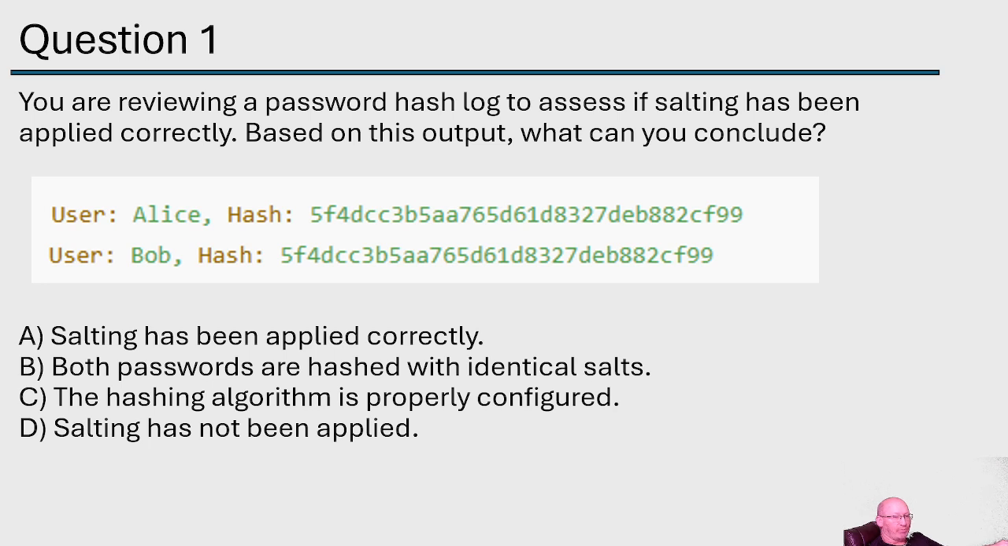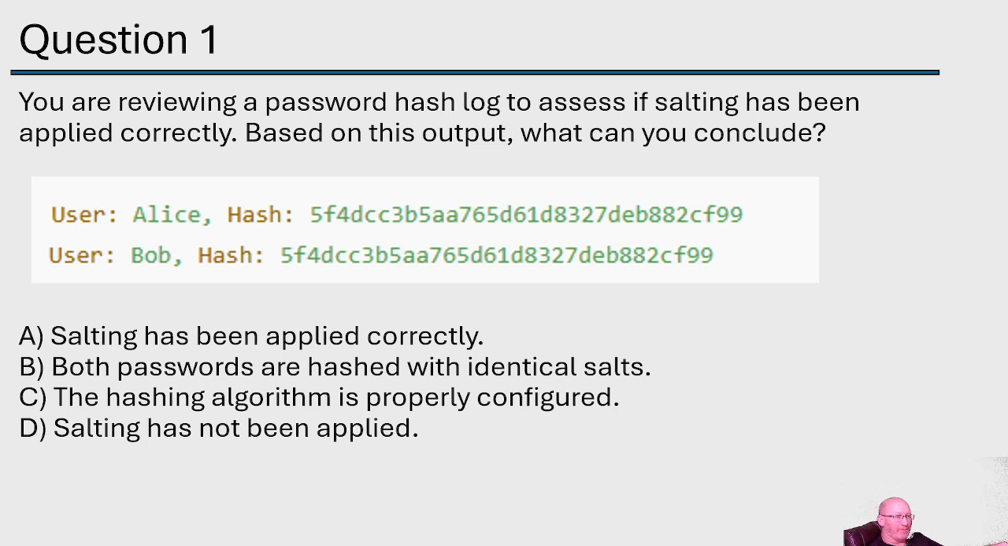C, the hashing algorithm is properly configured. Is it properly configured? I mean, the hashing algorithm is providing us a hash, so I would assume that it's properly configured. I'm not a big fan of this answer, but technically, yes, it is properly configured, most likely. Or D, salting has not been applied. And so we have B, C, or D. Both passwords are hashed with identical salts. That would mean that the password and the hash is the same, or the password and the salt is the same. Let's get rid of one of these.